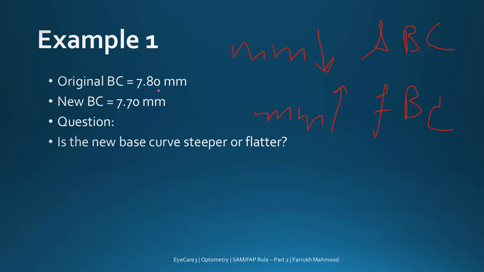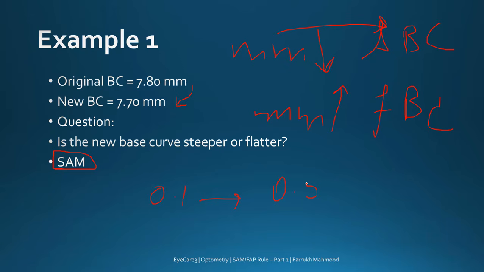So in this case, you can see that we have decreased the base curve of the contact lens. So decrease in value of base curve in millimeter indicates that the base curve will be steeper. So the new base curve is steeper, and for steeper we apply SAM, steeper add minus. So we will add minus power to the power of contact lens. And how much minus? Here you can see the difference. The difference is 0.1 millimeter, and 0.1 millimeter is equivalent to 0.50 diopters.